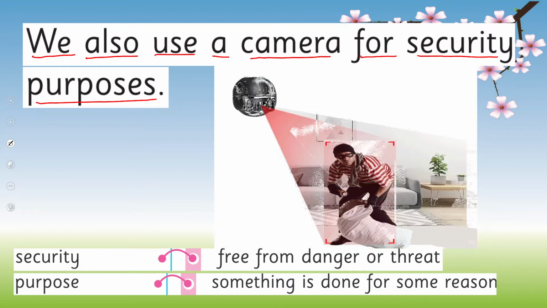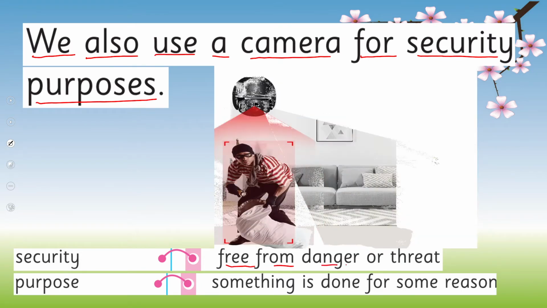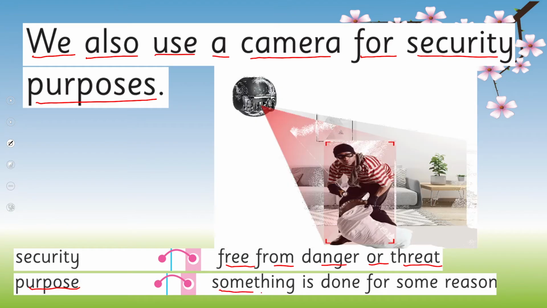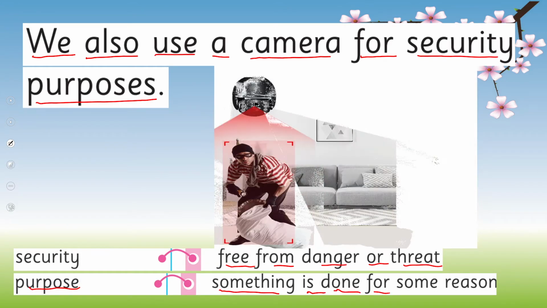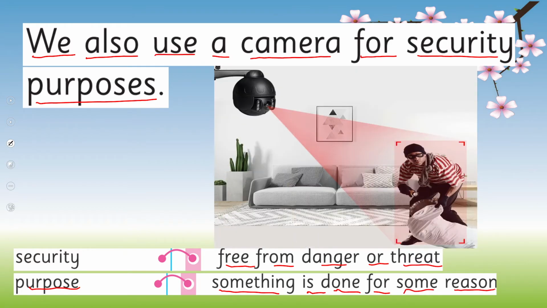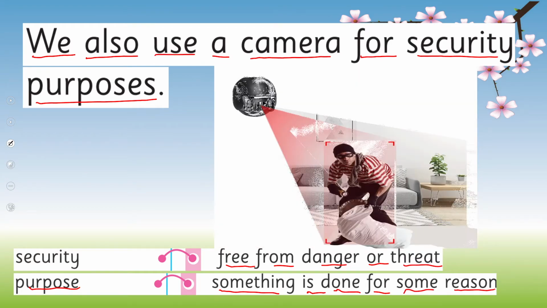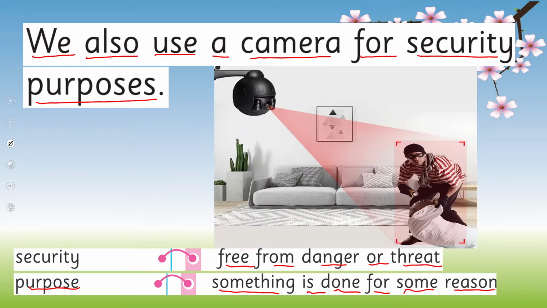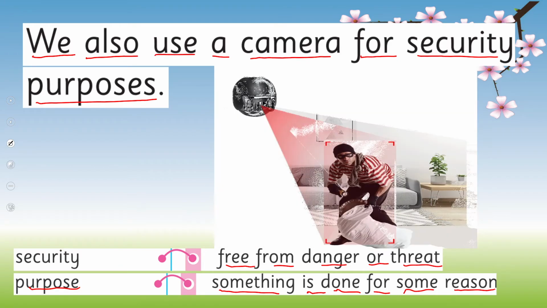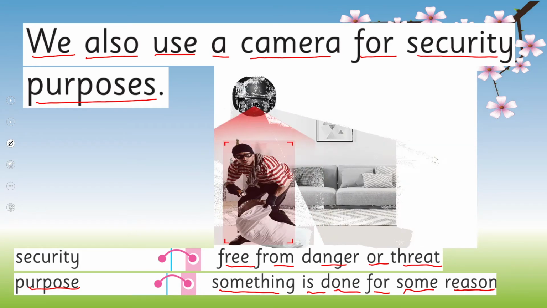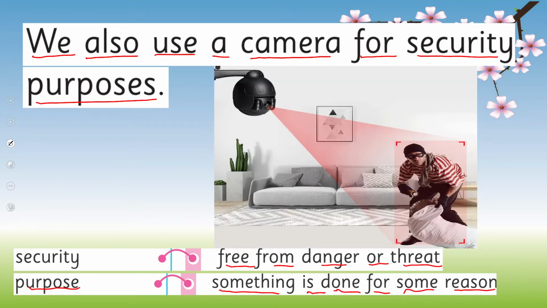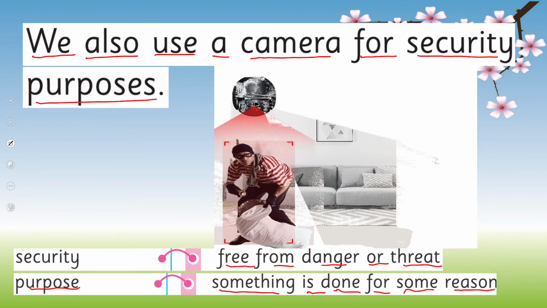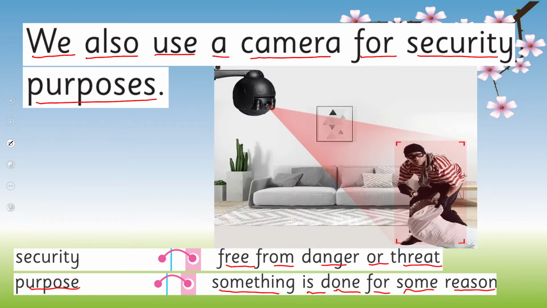And what does security mean? Free from danger or threat. And what does purpose mean? Something is done for some reason. So have you seen a security camera? It is used to protect places so that an unauthorized person cannot enter the place, and if they enter, the camera captures them. The camera will find out who was the person who came here, right? You can see it here, you can see in this picture as well.